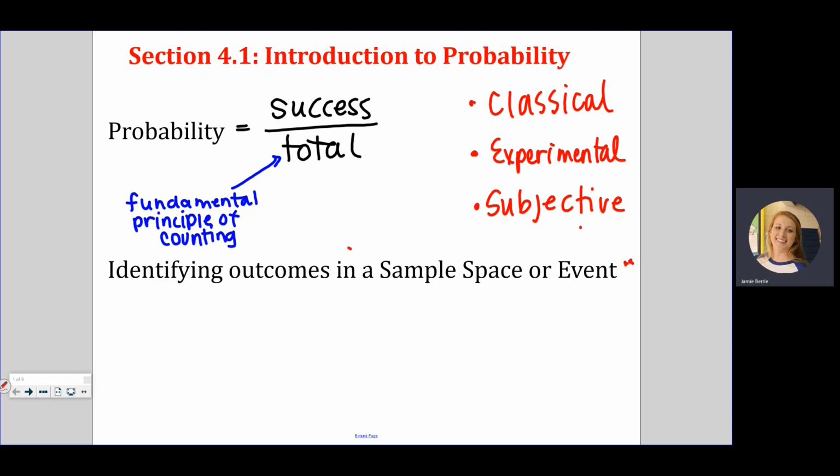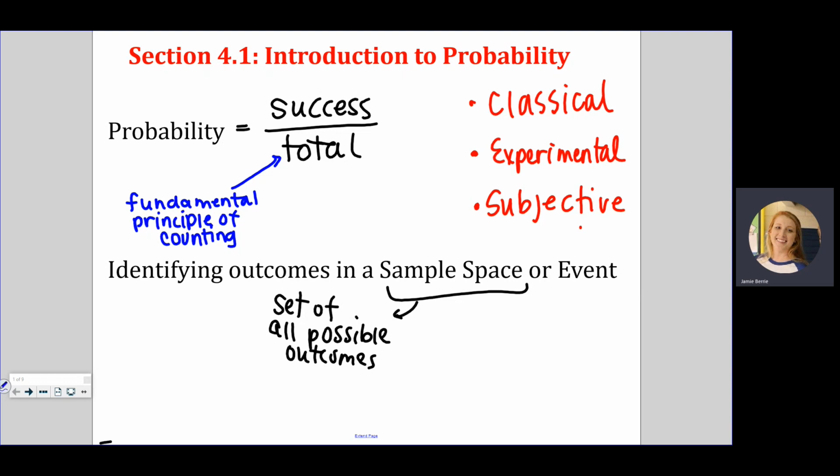All right, so we're going to be identifying outcomes in a sample space or an event. Let me tell you what a sample space is. A sample space is just a set of all possible outcomes. So if you're rolling a dice, then all the possible outcomes would be rolling a 1, a 2, a 3, a 4, a 5, or a 6. That's just where you list out all the possible outcomes.